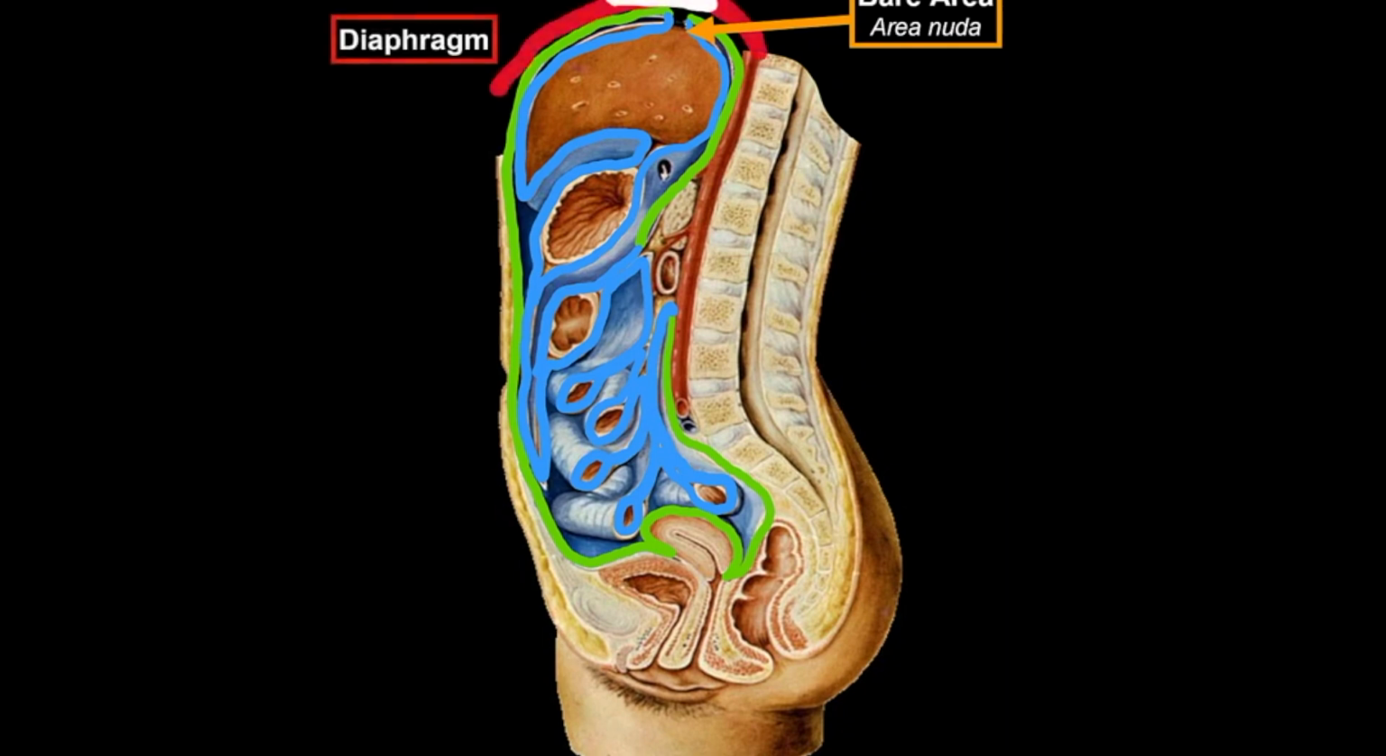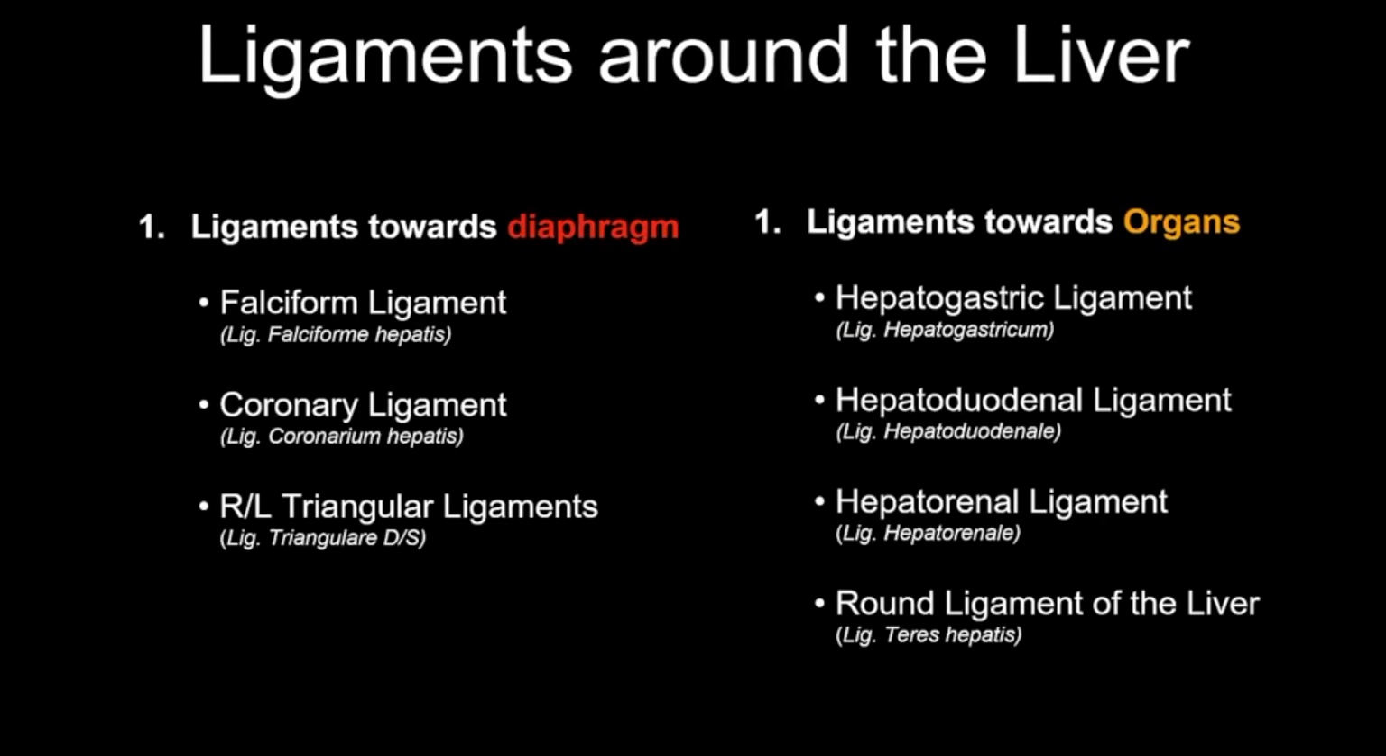To understand the anatomy of the liver fully, you now only need to know the ligaments that connect the liver to the diaphragm, up here, and the ligaments that connect the liver to other organs. So let's look at the ligaments around the liver in a little more detail. The ligaments from the liver to the diaphragm are 3, or 4, because the last one has a right and a left ligament. Then there are 4 ligaments connecting the liver to other organs. So let's look at the ligaments towards the diaphragm first.